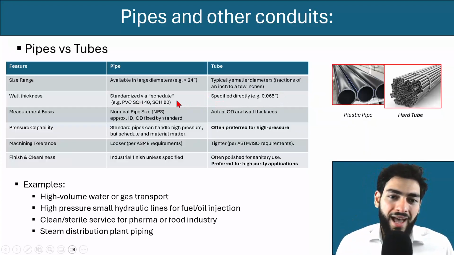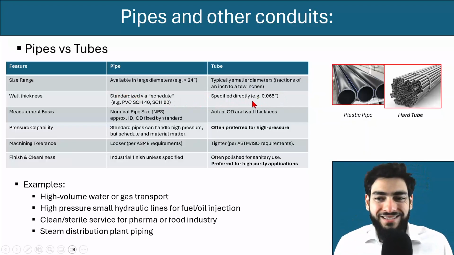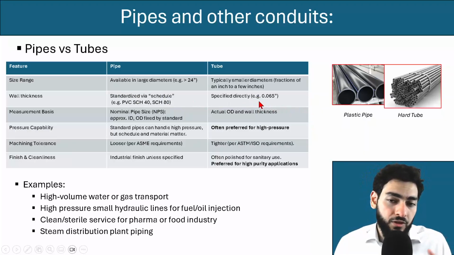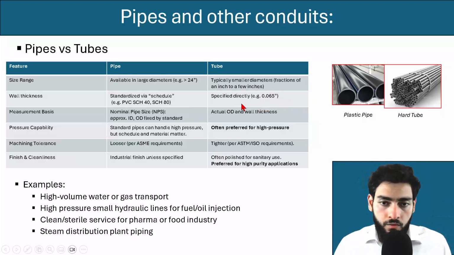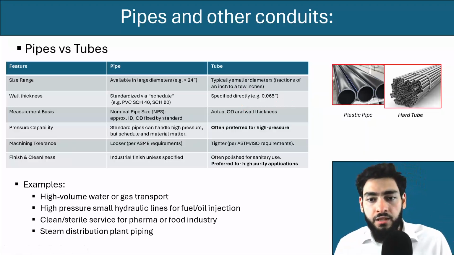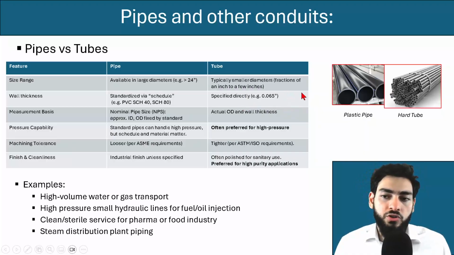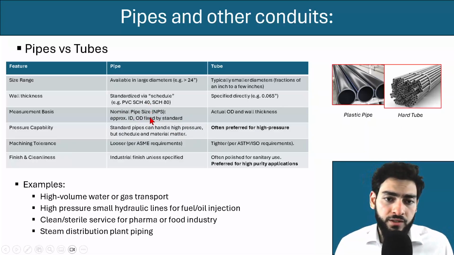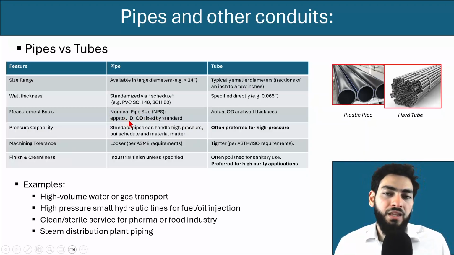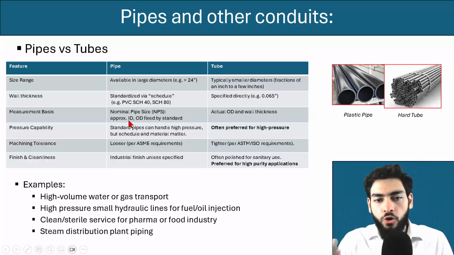However, with tubes, you don't have that standardized method. You have to specify directly the wall thickness of the tube you're looking to buy. There are common wall thicknesses that are manufactured and available, and the manufacturer can help you with that, but when you purchase tubes, you have to specify the wall thickness directly. The measurement bases for both of them are different. In North America, when you're buying pipe, you're usually following the nominal pipe size. So if I say I want 2-inch PVC schedule 40, that means 2 inches would be the approximate ID. It wouldn't be exact, it would be approximate.